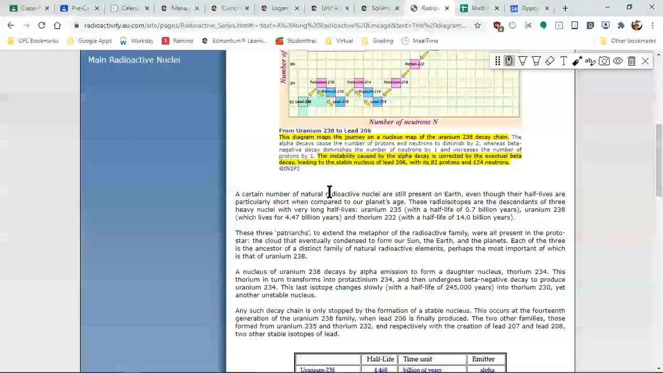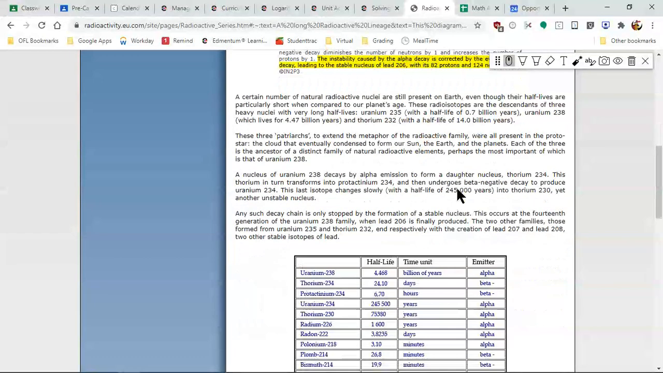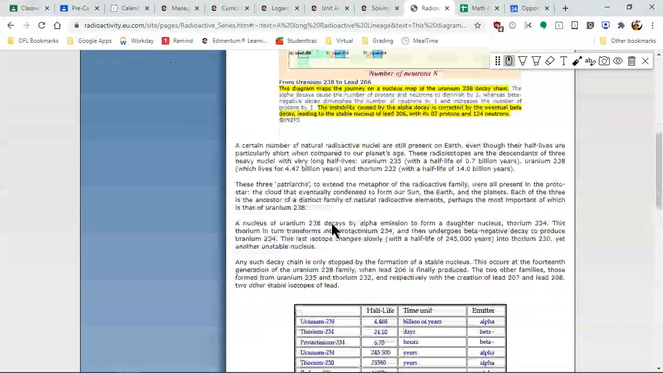Oh wait, a certain number of natural nucleus. I guess I should have read. Learn to read, guys. It's helpful. I'm still learning.